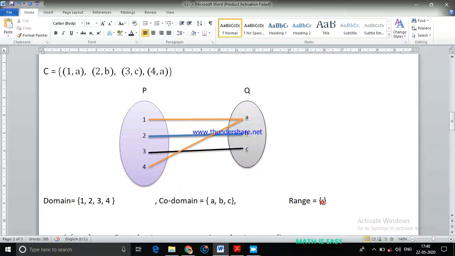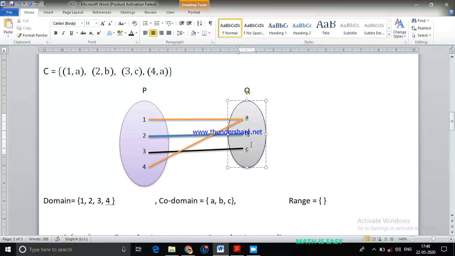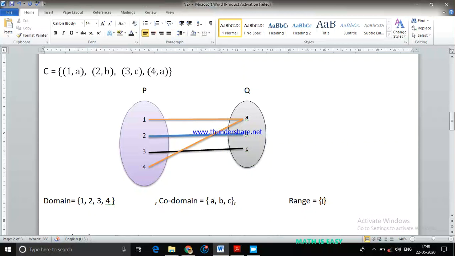Your range is those elements which have the mapping from P. A has a mapping from P, B has a mapping from P, and C has a mapping from P. Your range will be A, B, and C. Here you see your codomain and range are both the same. So there are certain examples where you can say codomain and range are the same. Then also a set is itself a subset.